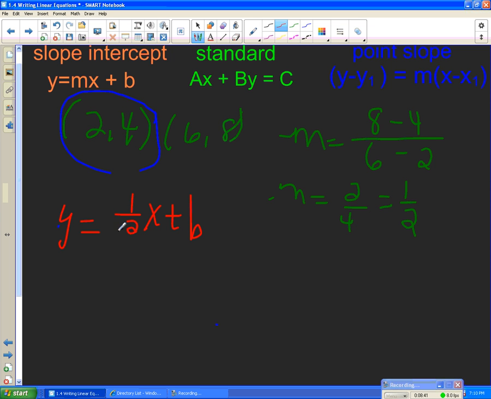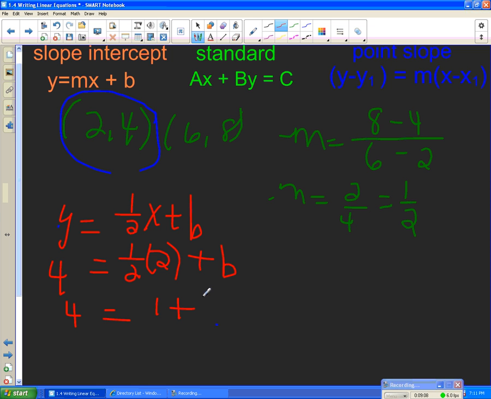So here x is 2 when y is 4. So if y is 4, 4 equals 1/2 times 2 for x, plus b. And then all I have to do, now that I have an equation that has just b in it, is solve this thing for b. So 4 equals, half of 2 is 1.